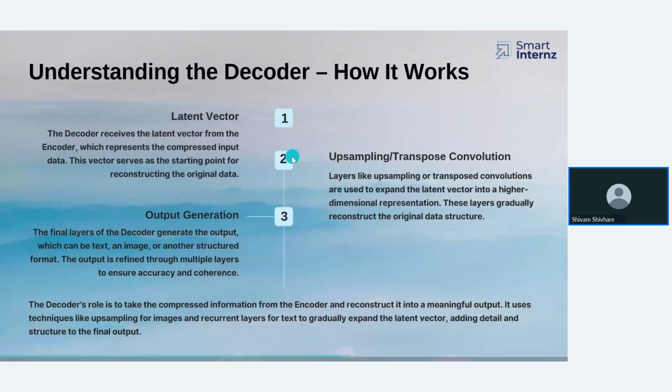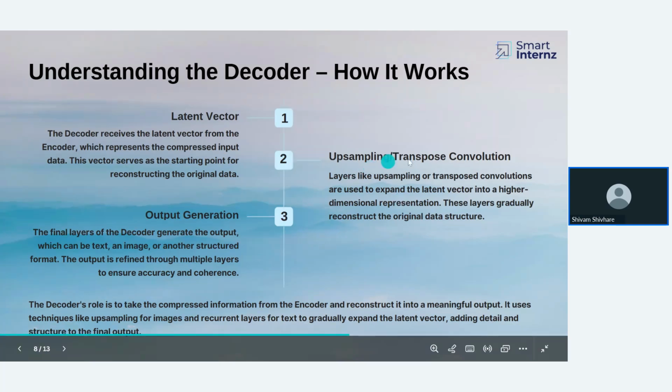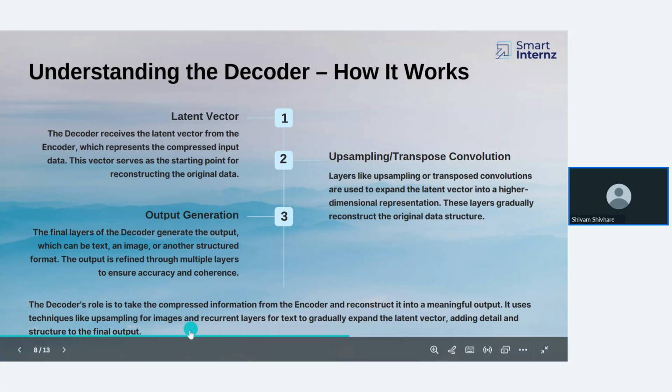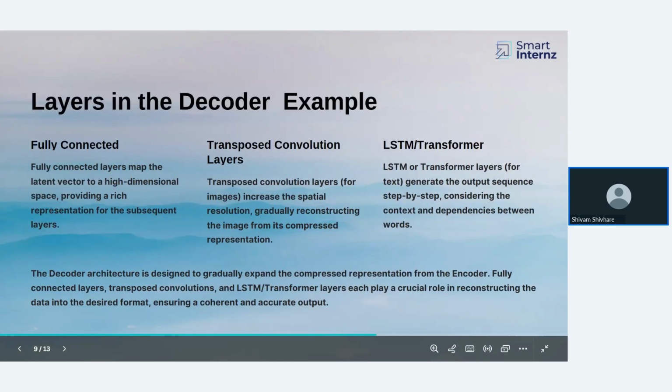So, latent vector output generation, upsampling, transpose convolution. The latent vector is going to be used to upsample. Same as in the generator, how the generator converts the single vector into an image. In this way, the single vector is converted, and again it will do upsampling. Upsampling is nothing but converting the data into a proper image. Okay, these are the layers.